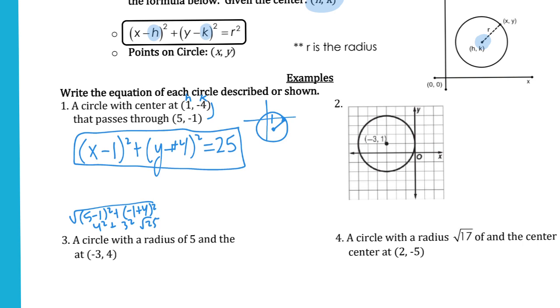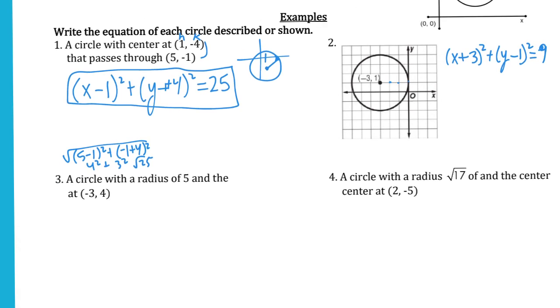Okay, so to write this next equation, you're going to do x minus the horizontal component, which is -3, so minus -3 becomes plus 3. And then plus y minus the y coordinate of the center equals the radius squared. Well, we can count this radius. So it's 1, 2, 3. So that would equal 9. Okay, that's the equation of that circle. Let's do the next one.